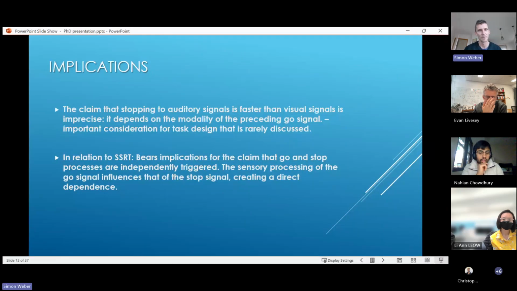So what are the implications of this? Well, the claim that stopping to auditory signals is faster isn't actually completely true. It depends on the modality of the preceding signal. So it was nice to be able to explain an inconsistency in the literature there. But also, more broadly, it relates to the independence between the go and stop processes for calculation of SSRT, because it indicates that the processing of the stop signal is directly influenced by the processing of the go signal. So it raised a few questions in relation to that, and made me glad that we weren't just using SSRT here, that we were using cancel time. Cancel time is the measure that is derived from EMG, by the way. I don't think I actually named that before. Yeah, so that was cool.